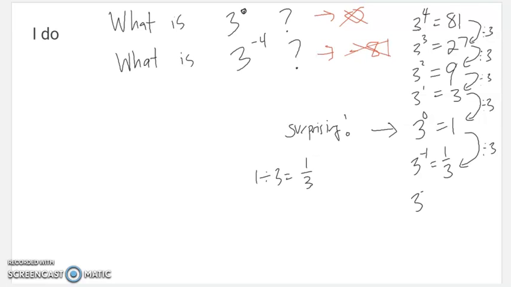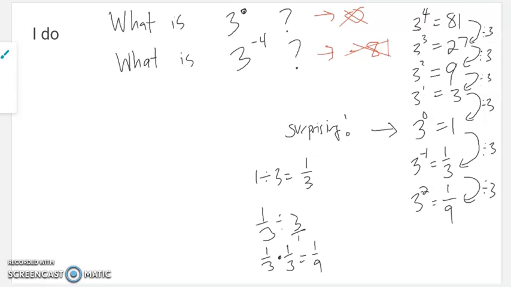3 to the power of -2. Well, that is 1/3 divided by 3. Remember how we divide fractions? We do 1/3 times the reciprocal of the second fraction. So that turns out to be 1/3 times 1/3, which is 1/9. Positive 1/9. And now you're going to start to notice some stuff as I keep on this list.